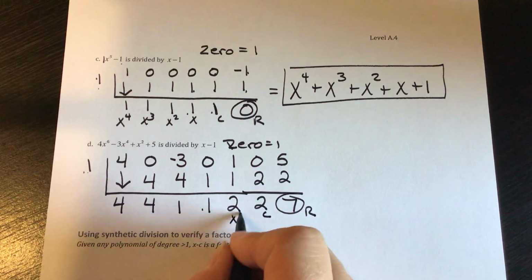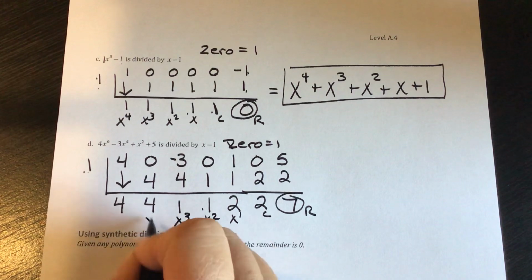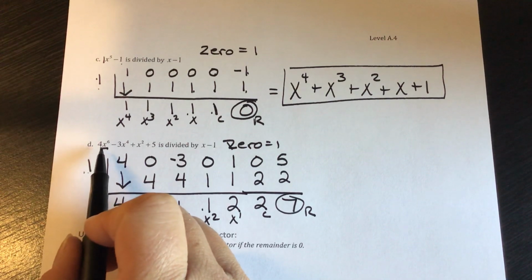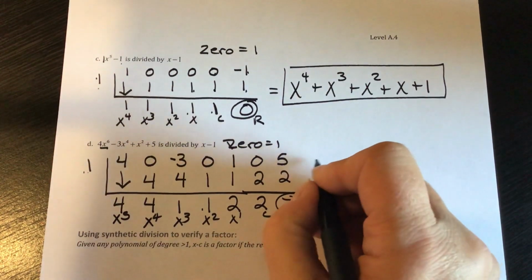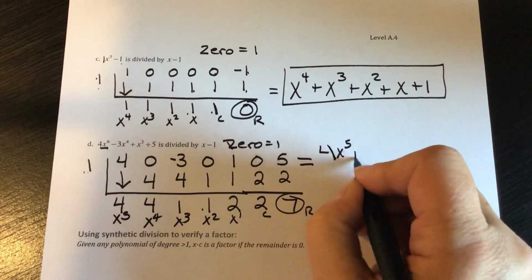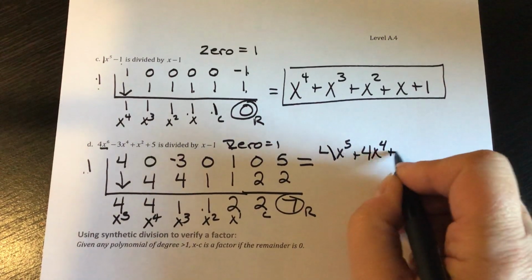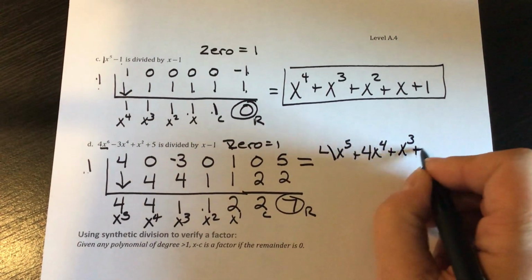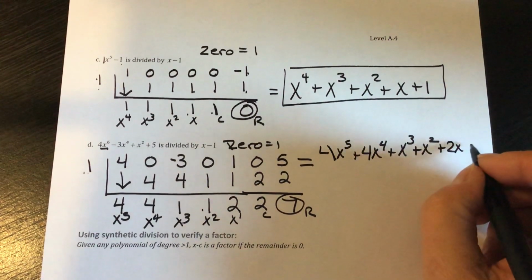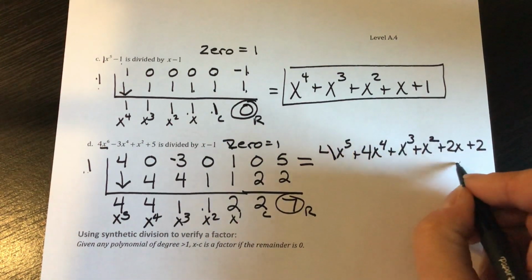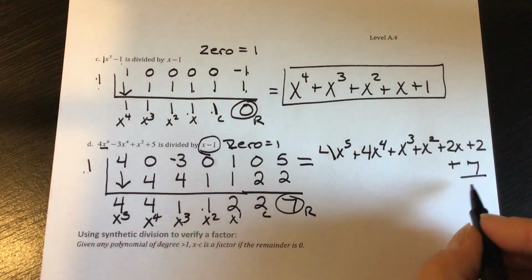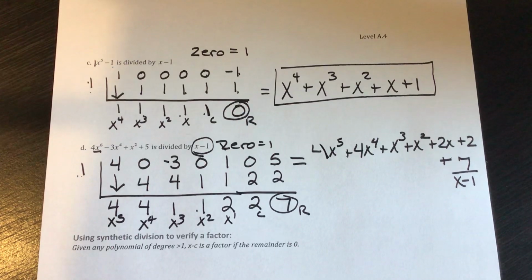This is my constant, x1, x2, x3, x4, x5. And it should be x to the 5th power because it is 1 less than what we started. So my answer is 4x to the 5th plus 4x to the 4th plus 1x to the 3rd plus x squared plus 2x plus 2, and I'm going to add my remainder, which is 7 over x minus 1. It's a long one.